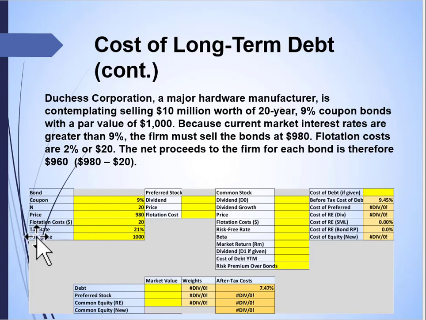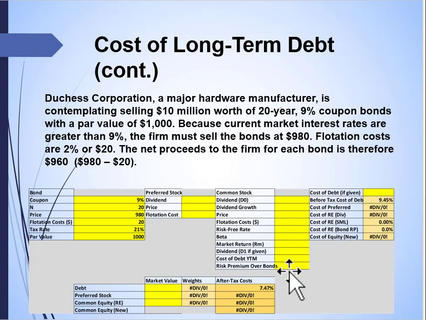But what we have here, if you remember, are our bond variables. The only new variables here are flotation cost and taxes, of course. In this case, the flotation cost is $20. Price is $980. It's a 20-year bond. 9% is the coupon, 1,000 is the par value, 21% is the tax rate. So what is the before-tax cost? It's 9.45%. This is what it costs the company to borrow this money.